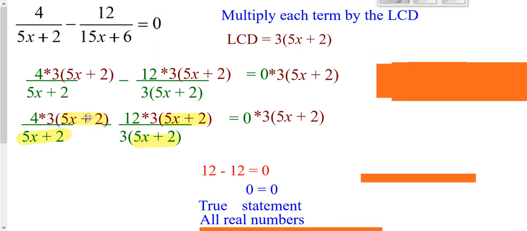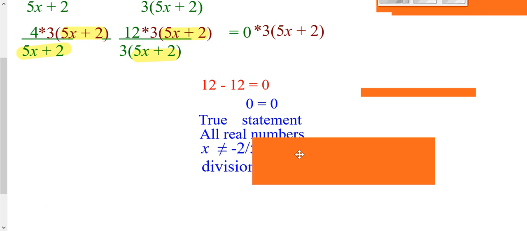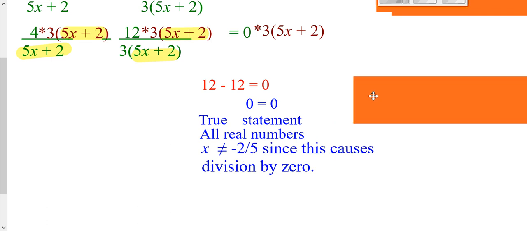However, we did start out with a variable in the bottom. So everything would work here except what would cause the bottom to be 0. Well, if you go 5x plus 2 equals 0 and solve it for x by subtracting 2 and dividing by 5, that would give you negative 2/5. So it's really all real numbers except negative 2/5.